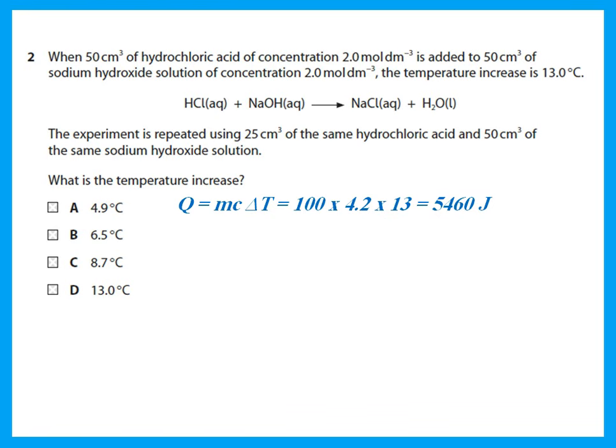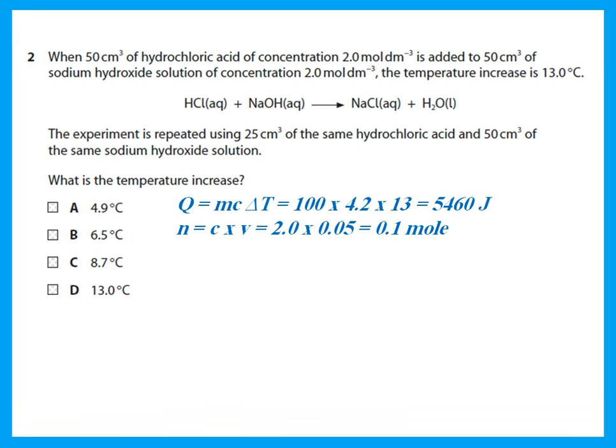Now, for that first solution, he said 50 centimeter cubed of hydrochloric acid, concentration 2 mole per decimeter cubed, is added to 50 centimeter cubed of sodium hydroxide. So my total mass of solution is now 100, 50 of HCl and 50 of NaOH. So my M is 100 times C, which is a constant number, 4.2, times the temperature increase, which he says is 13. That gives me Q in joules. From that, I can calculate the delta H. You know that delta H is Q over N. So let us calculate the N first.